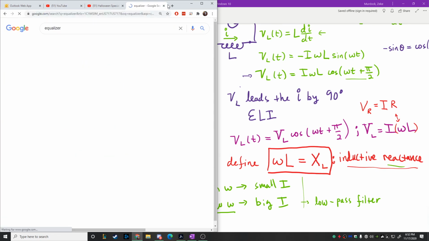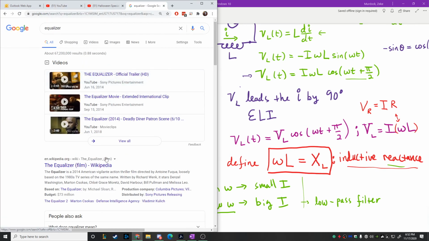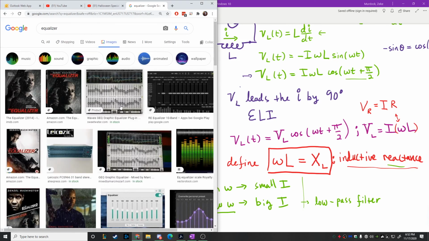Equalizer. We're not talking about the Denzel film. I never saw this one. I don't know if it's any good. It's got Bill Pullman. Okay, now let's see if we do an image of this. You have a small experience.